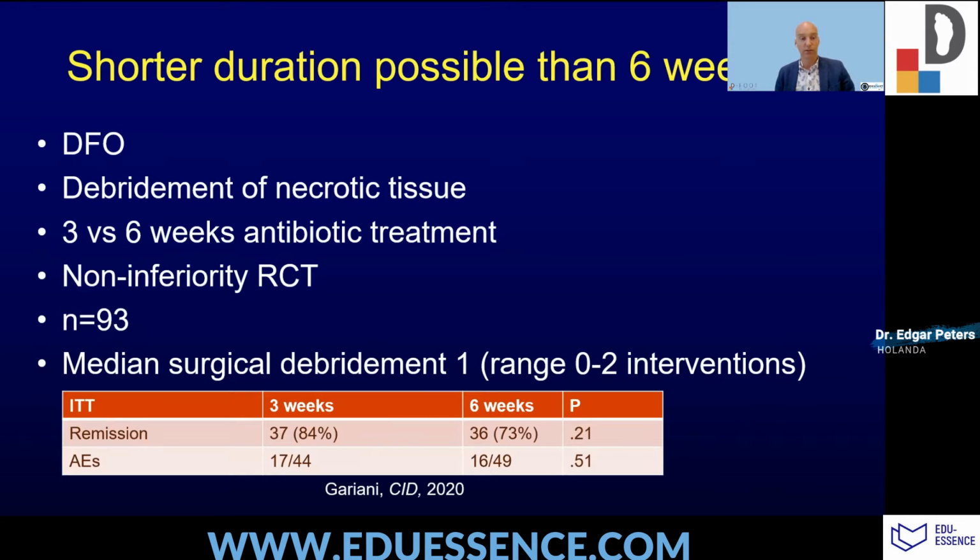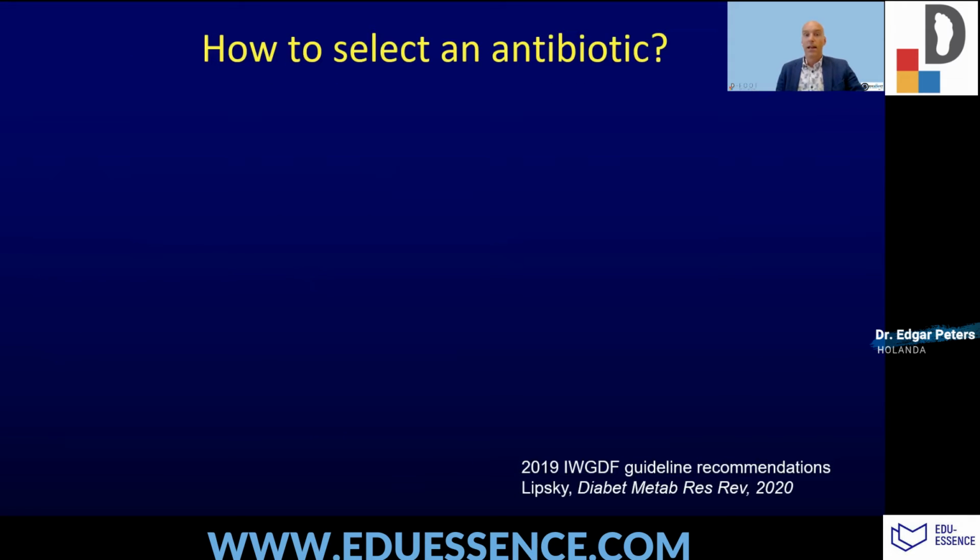And here you can see the results in the intention to treat analysis. Patients in the 3-week group were 84% of those were in remission after treatment, and in the 6-week group, 73% were in remission. There was a comparable amount of adverse events in both groups. So that means that if you include surgery in the treatment, you can probably get away with even 3 weeks. But some more studies are needed on the subject, of course. Now, how do we select antibiotics?